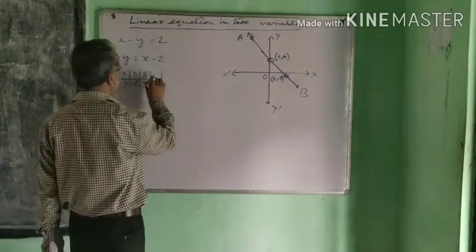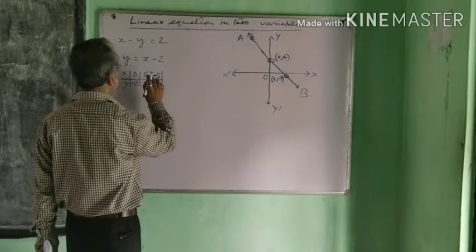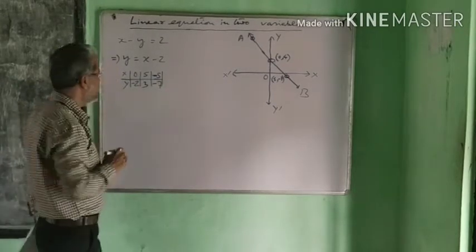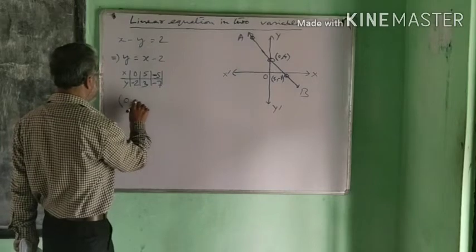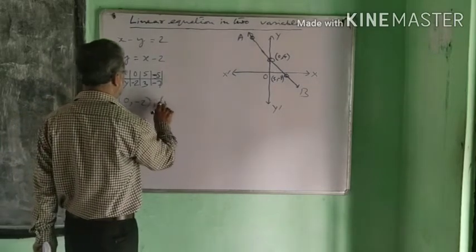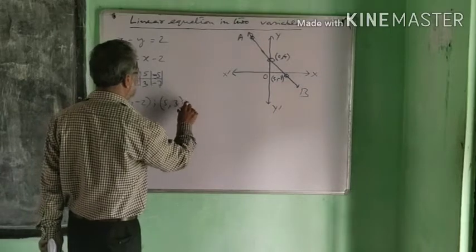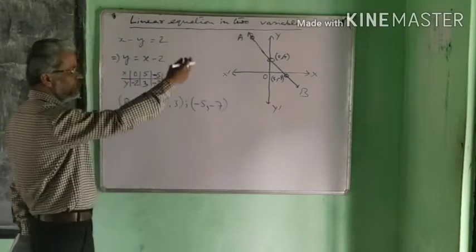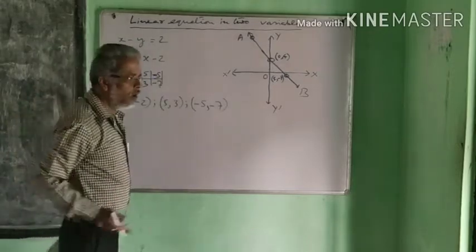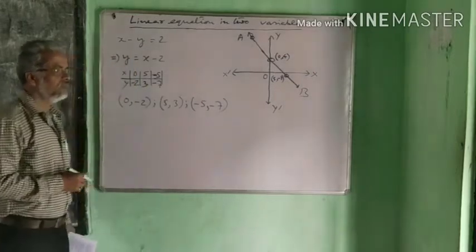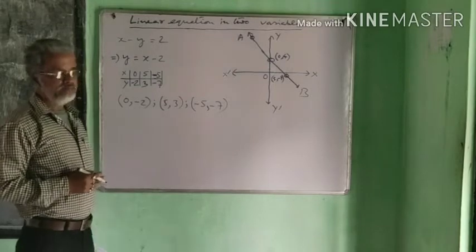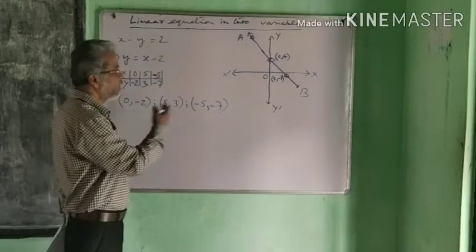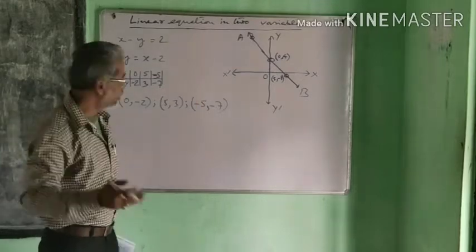If we take x as minus 5, we get y is minus 5 minus 2, which is minus 7. So in this manner we got three coordinates: 0, minus 2; 5, 3; and minus 5, minus 7. Now if we plot these points on a coordinate plane and join the points by a ruler, you will get a straight line. You will try it yourself.